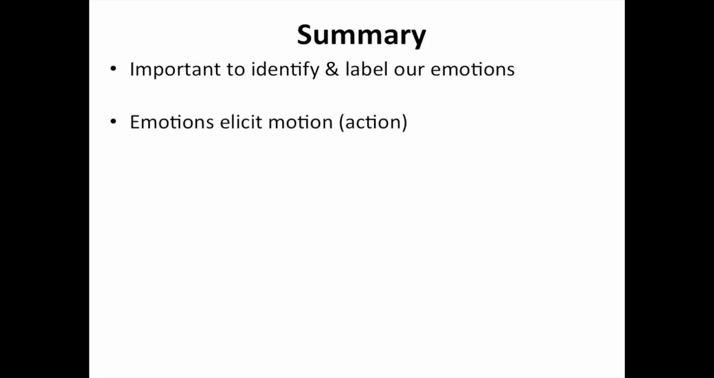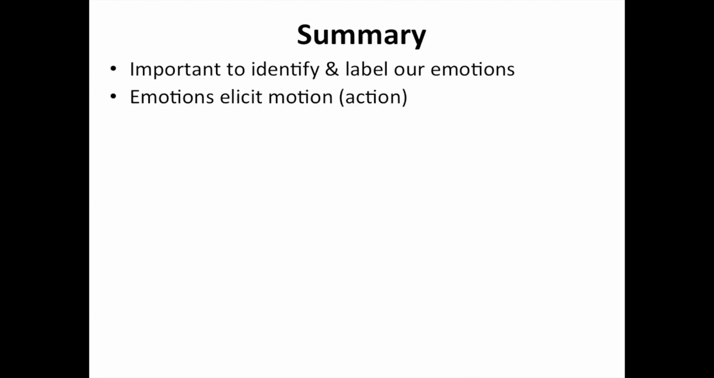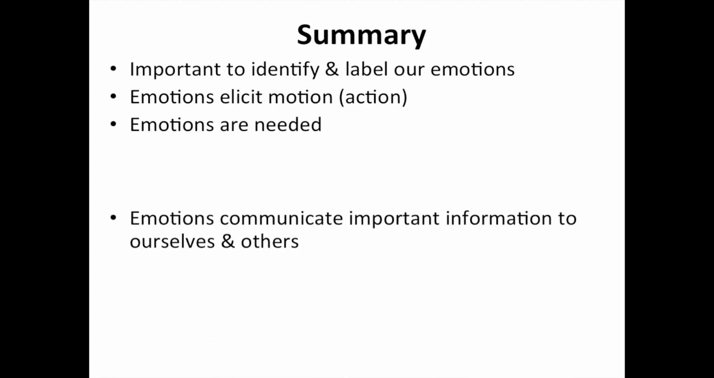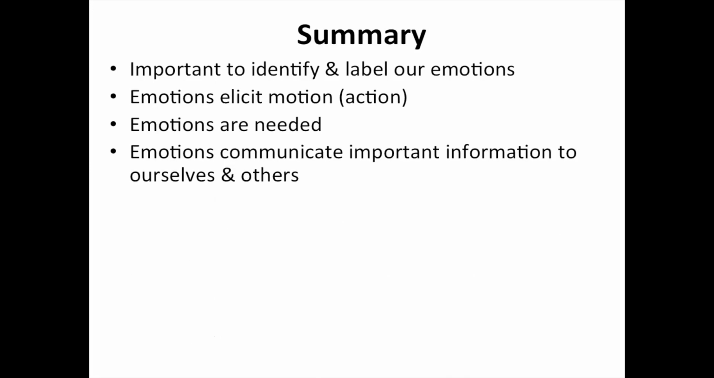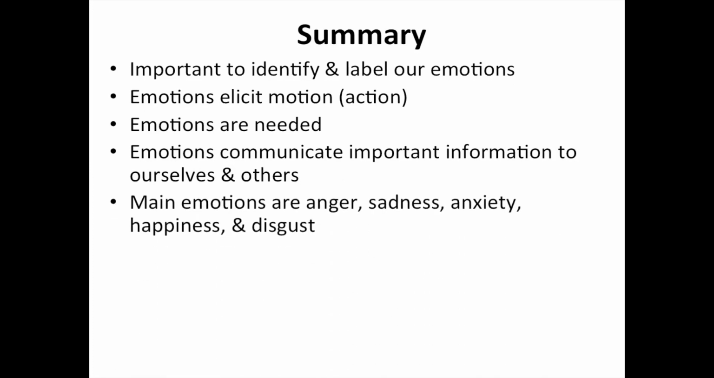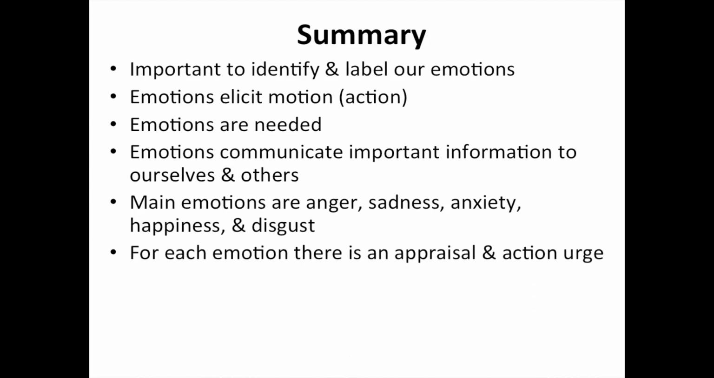So just to summarize, we're trying to think about the introduction to a model of emotions. We want to think that it's important to identify and label our emotions. Emotions basically elicit motion. They guide us into action. Emotions are needed. They're very important. Emotions can communicate important information to us about ourselves and others. And the main emotions are anxiety, anger, sadness, happiness, and disgust.